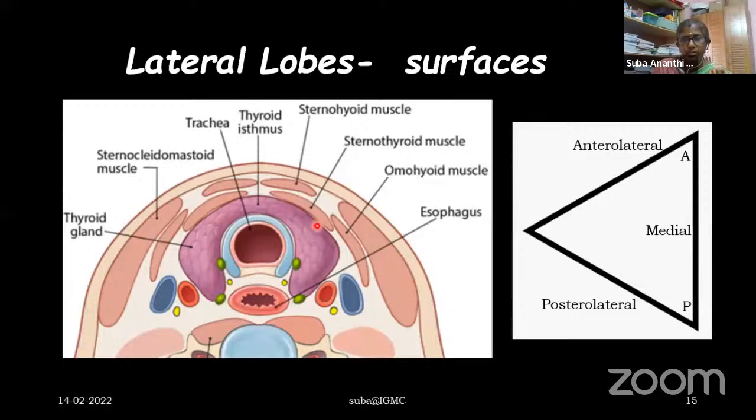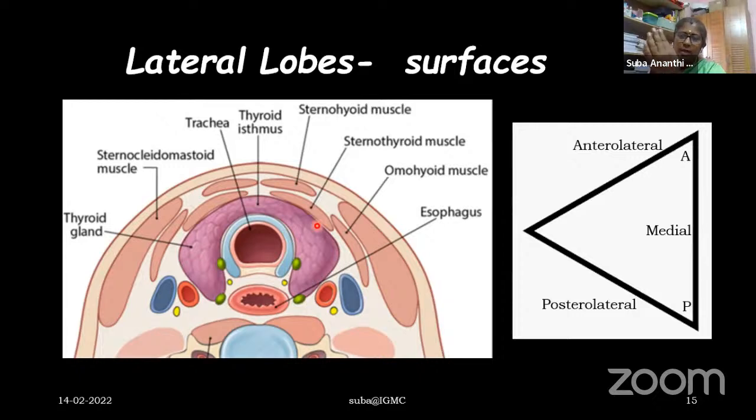Moving on to the surfaces. Since you studied with the pinched fingers, the space between the thumb and the little finger, consider it as the medial surface. Suppose you have your right hand. The space between the thumb and the little finger comes as the medial surface of the right lateral lobe. This becomes the superficial surface, which is also called the anterolateral surface. The space between the thumb and the index finger comes as the posterolateral surface.